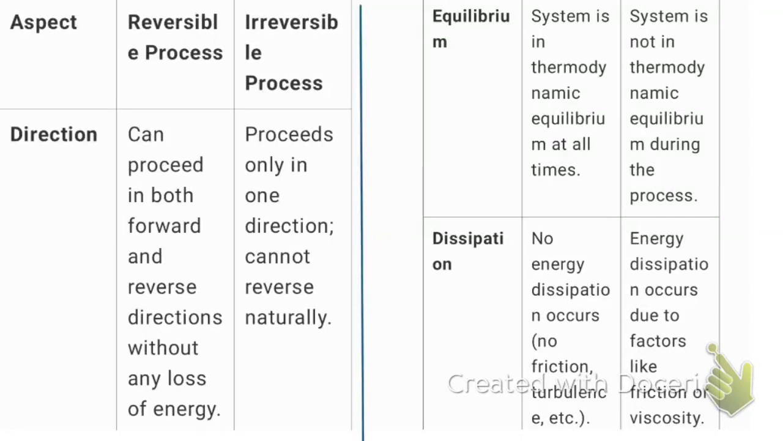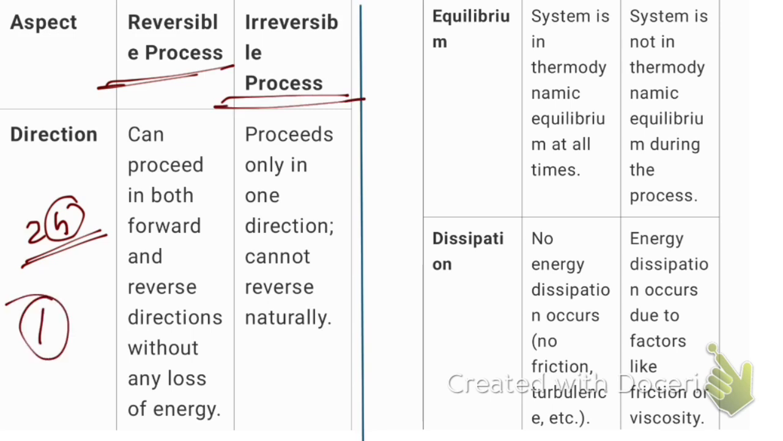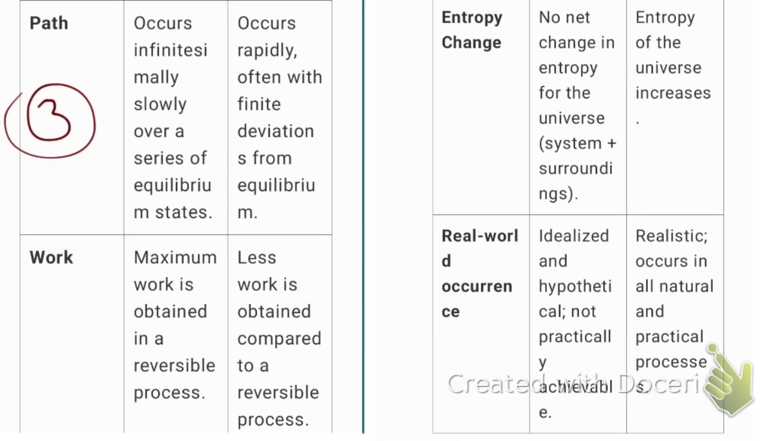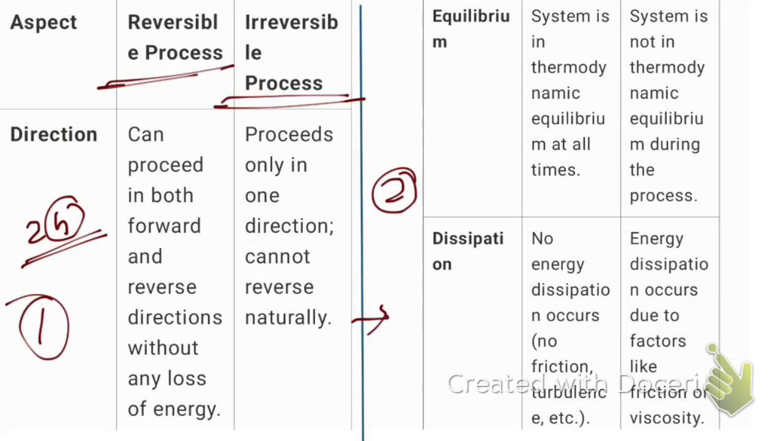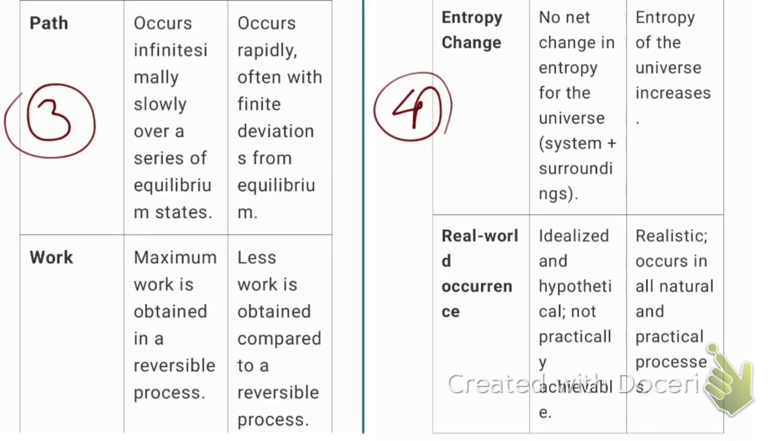Here is the question number 2b answer. The difference between reversible and irreversible processes. This is page number 1 and this is page number 2, beyond the blue line. Just take a screenshot or pause the video and note it down. Now let me go to the next slide. This is page number 3 and this is page number 4. These are the differences. Okay, I think that's enough. First, second, third, fourth. Now let's move on to the next question.